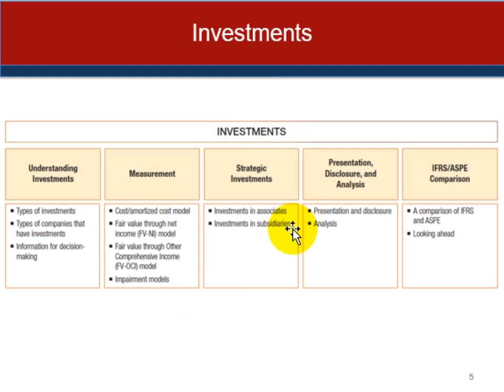Strategic investments in associates and subsidiaries. Associates would be companies where you have significant influence but not control, and so you account for those using the equity method. Subsidiaries are companies which are controlled by the parent company and as such are consolidated with the books of the parent company in presenting consolidated financial statements. Both of those are topics that we cover in detail in 401, the Advanced Financial Accounting course. Then we'll talk about presentation, disclosure, analysis measures, the comparison of IFRS and ASPE, and looking ahead for future standards.